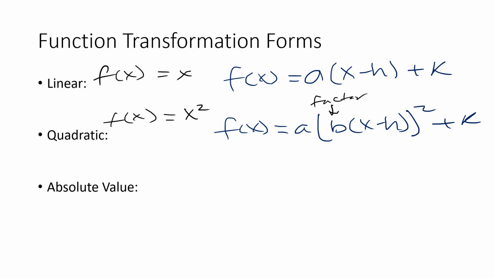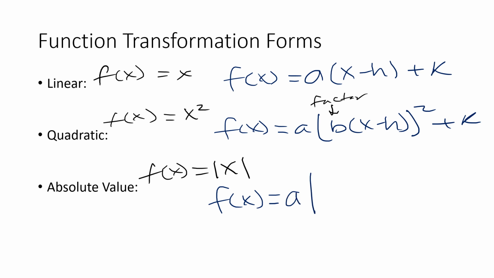Okay, our next function that we've worked with is our absolute value function, which is f of x equals absolute value of x. Agreed? We've all worked with this guy. Its transformation form would be f of x equals a absolute value of b times x minus h plus k. And again, your b has to be a factor. Okay, so that means we have to take it out. So if it's 2x plus 5, we would have to divide by 2. So it'll be 2 parentheses x plus 5 halves.